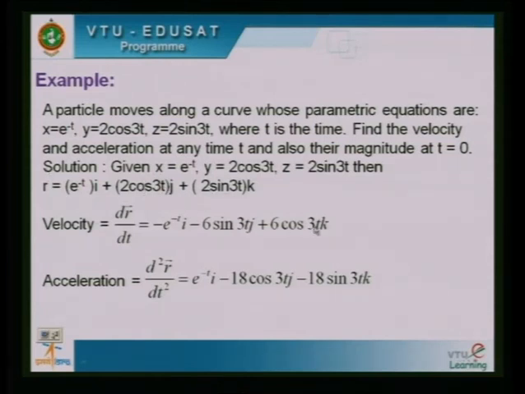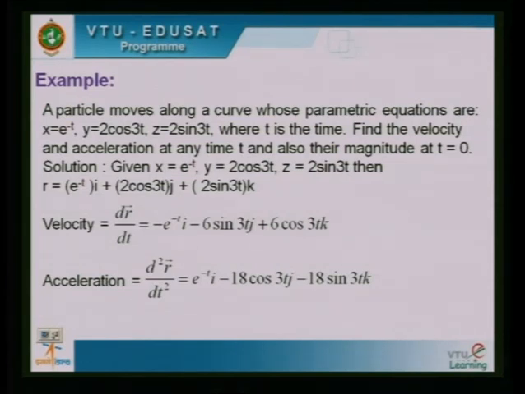As usual, you can differentiate this function. Derivative of e raised to minus t is minus e raised to minus t into i, and for the derivative of cos 3t you can keep the constant as it is, 2 into 3 times minus sin 3t. Is it clear? I hope you will get minus 6 sin 3t. And similarly, 2 as it is, derivative of sin is cos 3t. Is it clear? I hope you will get 6 cos 3t into k. Well, if you differentiate one more time, I hope you will get the second derivative, which you may call the acceleration. Is it clear? Like that you can calculate velocity and acceleration.